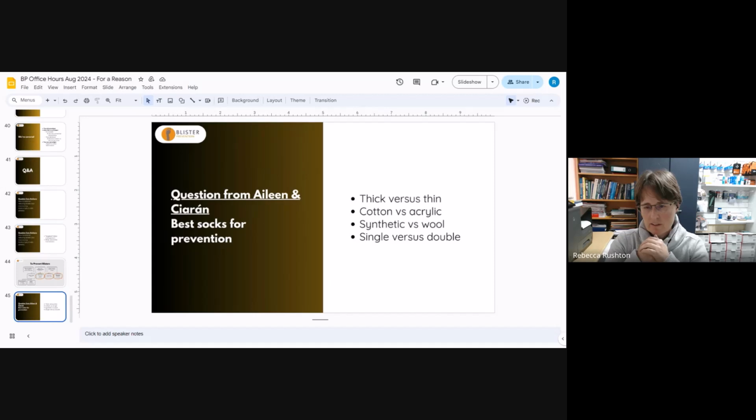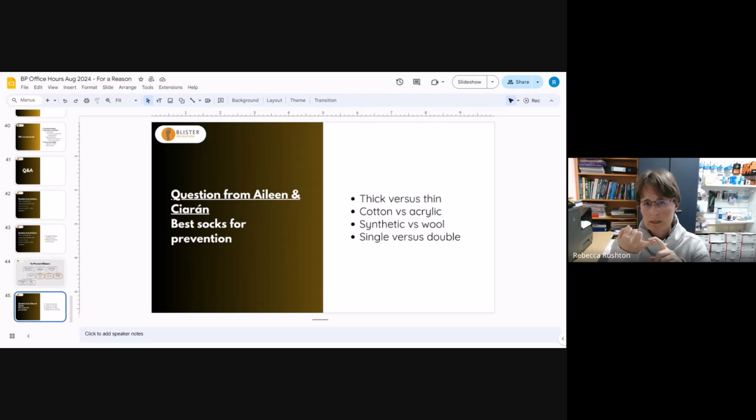The Herring and Ritchie studies compared cotton and acrylic. So there was one study where they were very thin socks, and then a follow-up study where they were very thick, densely padded socks. When they were thin, the cotton and the acrylic, there was no difference in terms of blister incidence. When they were thick, the acrylic socks helped way, way more than the cotton socks.